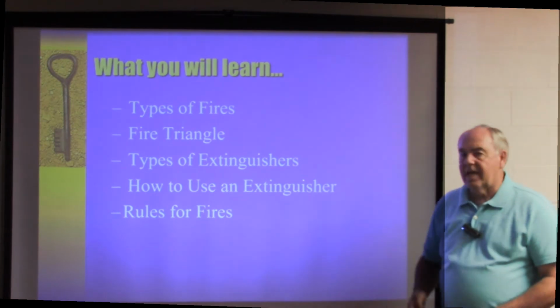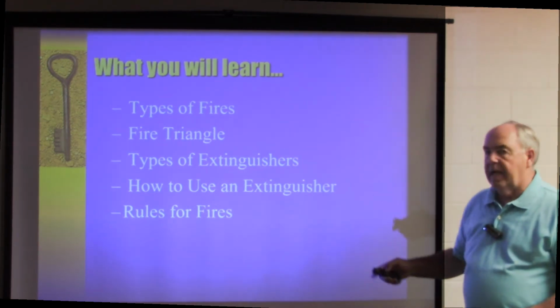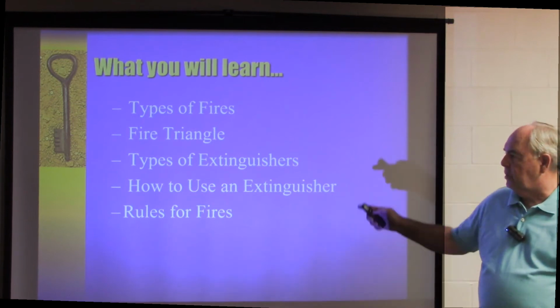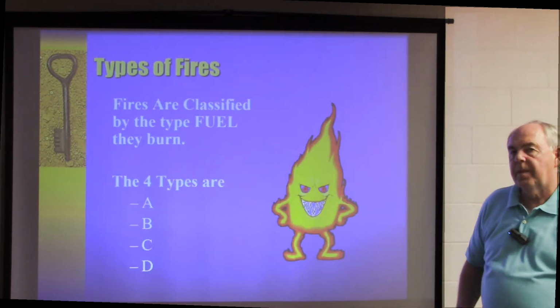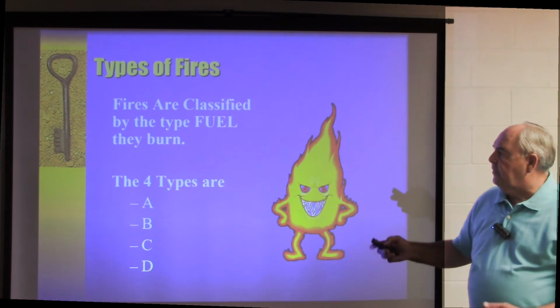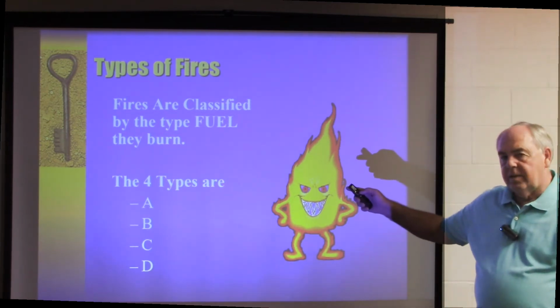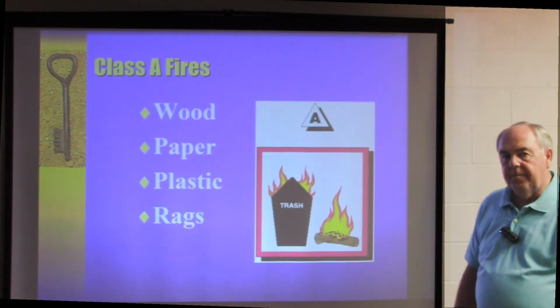Now here's what we'll learn. We'll talk about the types of fires, the fire triangle, types of extinguishers, how to use an extinguisher, and the rules for the fire. Now when we talk about fires, fires are classified by the types of fuels that they burn. There are 4 types: A, B, C, and D.